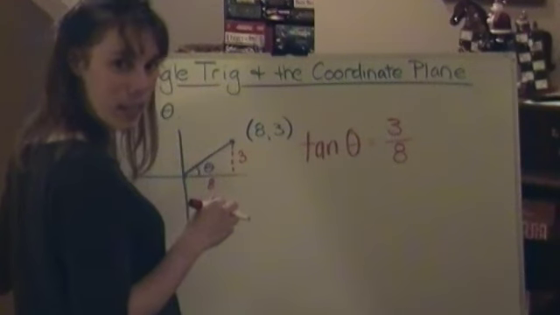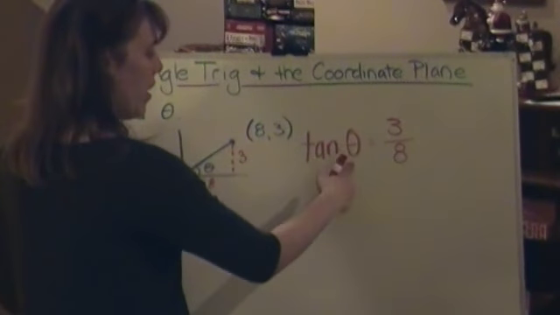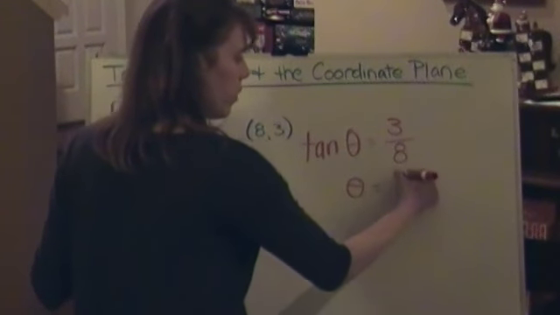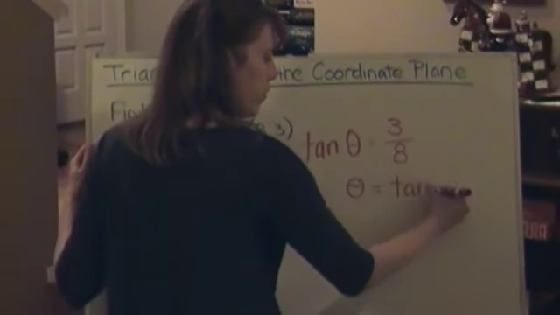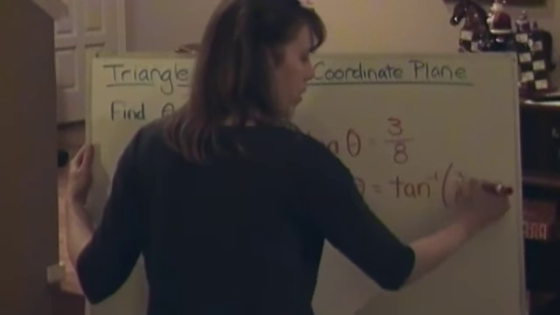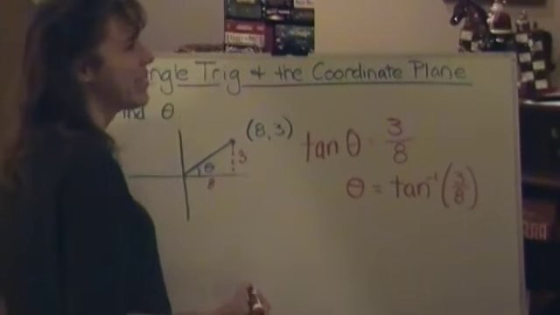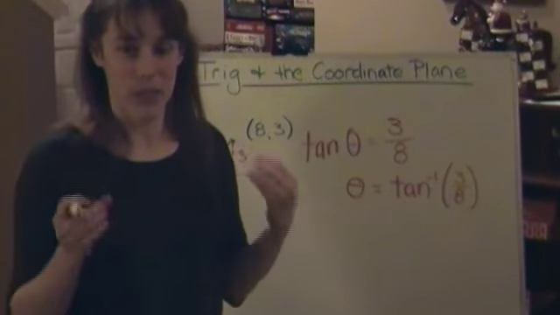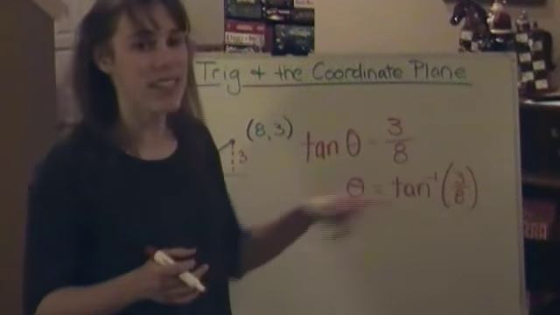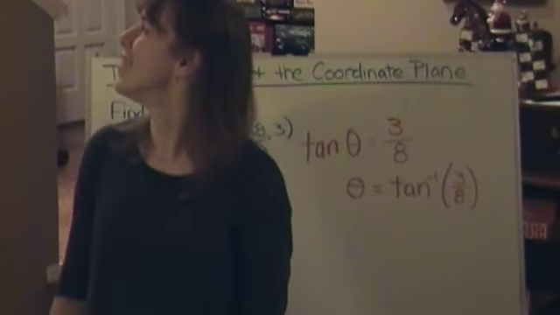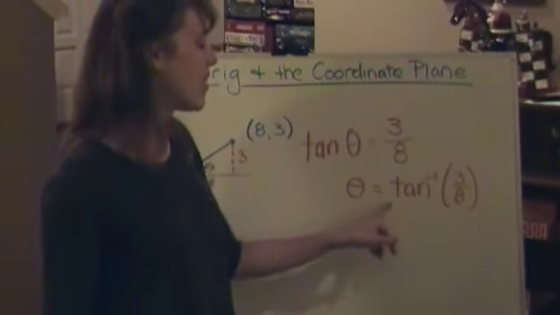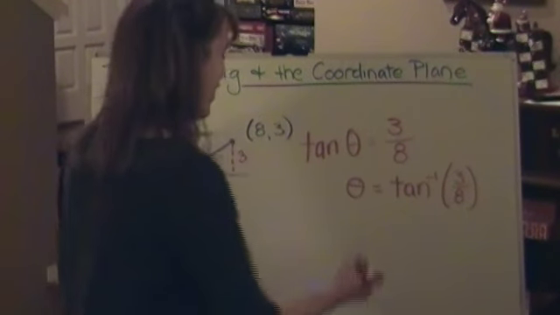Excuse the lemon eating upstairs. Okay, solving for theta. Theta is equal to the inverse tangent of 3 over 8. Remember, you really want to not put decimals into your problem until the very last step. So we're going to leave this as 3 over 8 until you type it into your calculator.